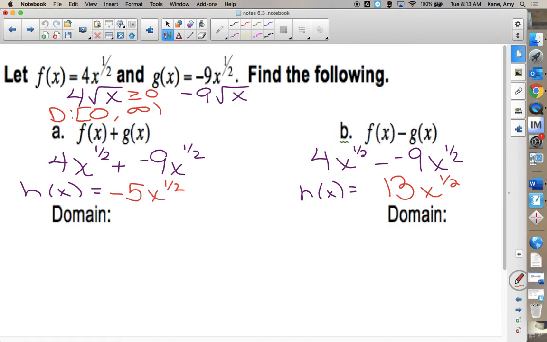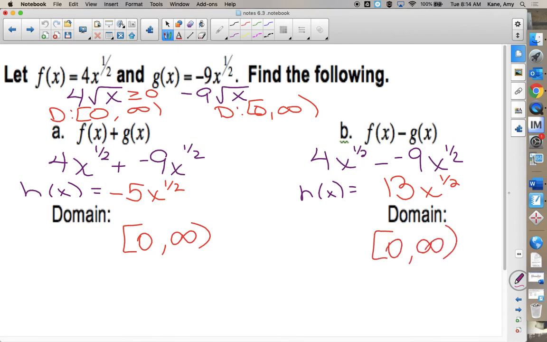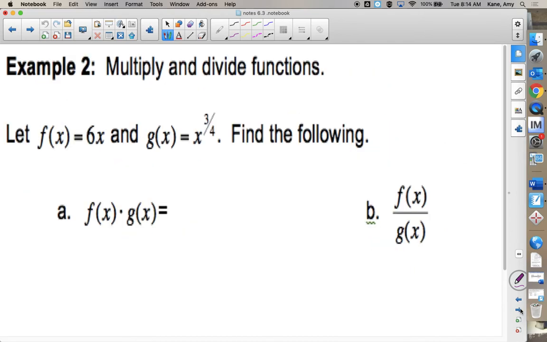Those are the two things when you have a radical or a fraction. We have to think about that. So 0 to infinity. So again, both of the domains are the same, so the domain would be 0 to infinity. A radical must be greater than or equal to 0. All right, so there's yet one other pair underneath, and then I think there's a checkpoint at the bottom.